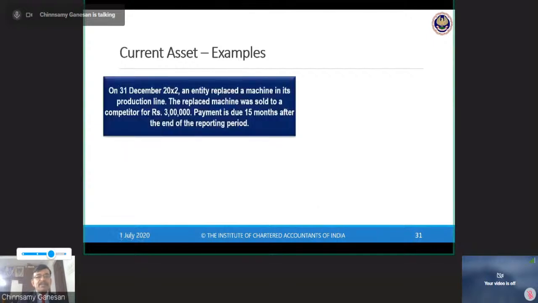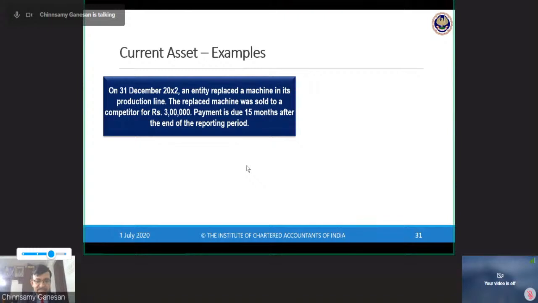In this example, we are saying that an entity replaced a machinery in its production line. The replaced machinery was sold to a competitor for 3 lakh. Payment is due within 15 months after the end of the reporting period. Whether it will be considered as part of current asset or non-current asset. So what now happens is it is already sold that machinery, right? It is sitting as a debtor for capital goods. Payment is expected to be realized within 15 months.